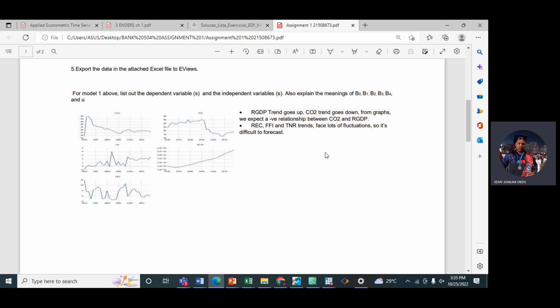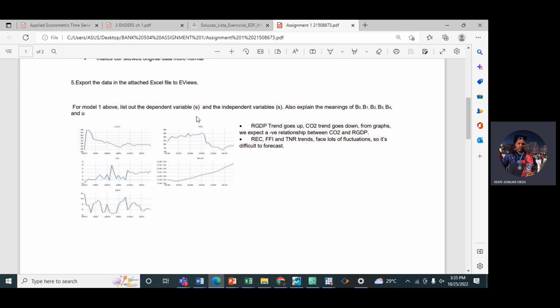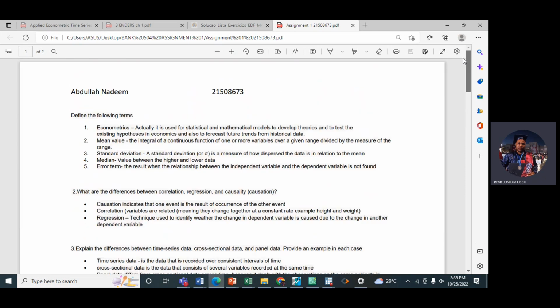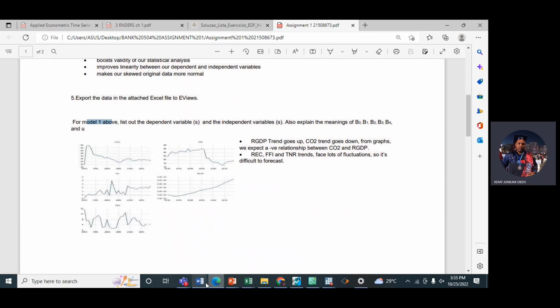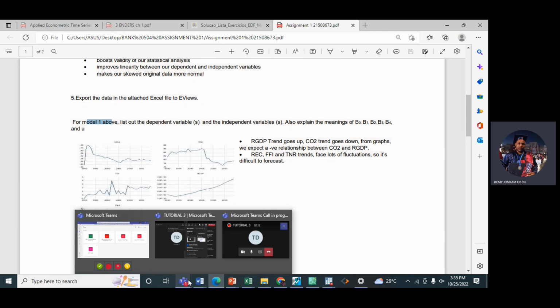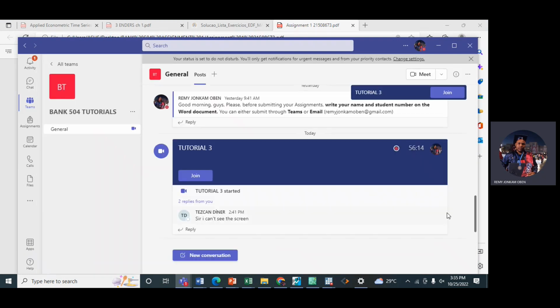So how do we explain this graph? By the way, the first thing you need to do is know which is the dependent variable and which is the independent variable. So this one is from model 1. Let me go and check model 1. That's model 1. The person did not even write the model. So I'll go back now and check the assignment. Where is the assignment?